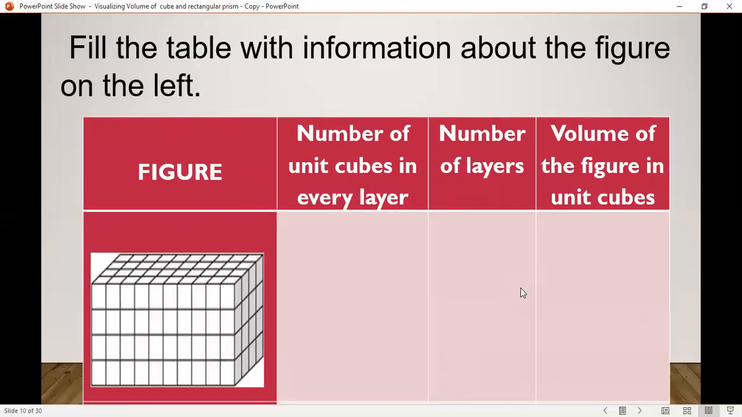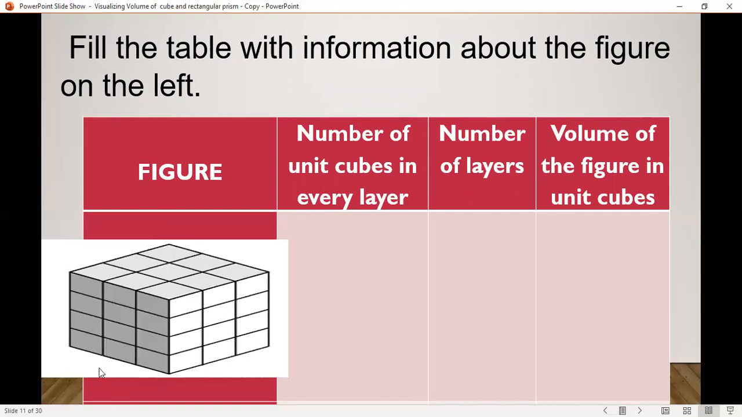Fill the table with information about the figure on the left. The figure has length of 10 units, width 4 units. So there are 40 unit cubes in every layer. And there are 4 layers. So 40 times 4 equal to 160.